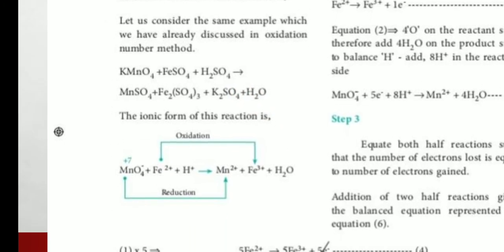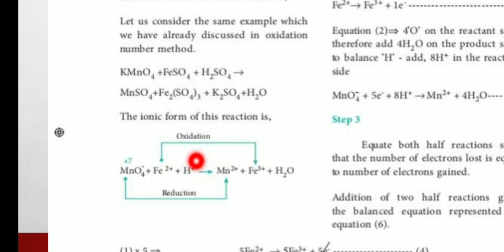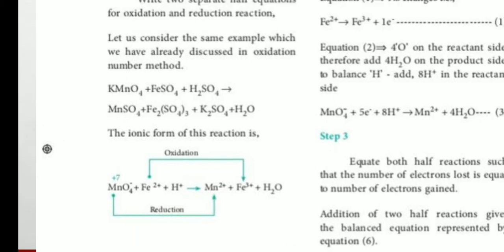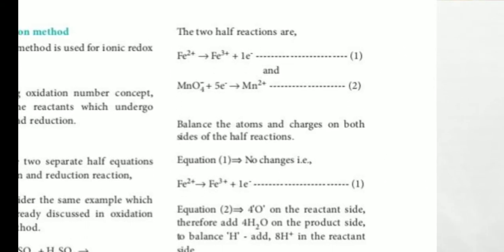The ionic form of this reaction is MnO4 minus plus Fe2 plus plus H plus gives Mn2 plus plus Fe3 plus plus H2O. Fe2 plus converts to Fe3 plus, therefore oxidation. In MnO4 minus, Mn changes from +7 to +2, therefore reduction. The two half reactions are: Fe2 plus converted into Fe3 plus with loss of 1 electron, and MnO4 minus plus gain of 5 electrons converted to Mn2 plus.